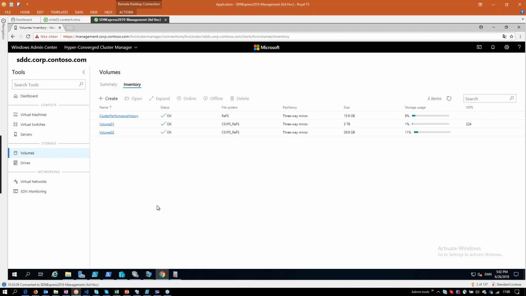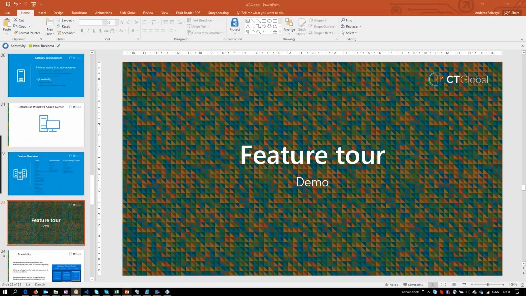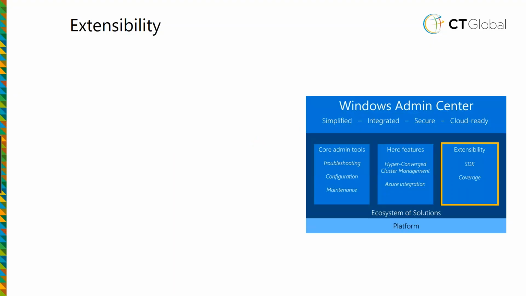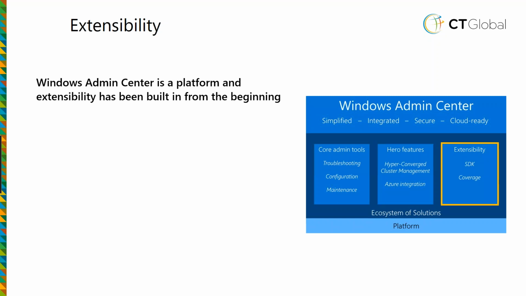So that was the quick feature tour for the current version. We will take a bigger look into this later for the newest highlights. But one of the coolest things with Windows Admin Center, and why they probably shouldn't have called it Windows Admin Center, is the extensibility of the platform. It's built to be extended, so you can build your own solutions, or third-party companies can build solutions for it.